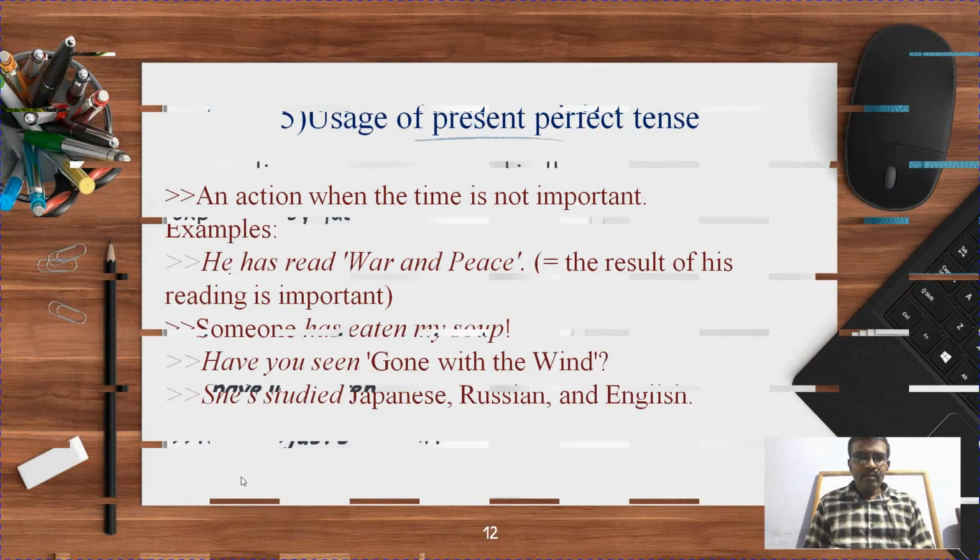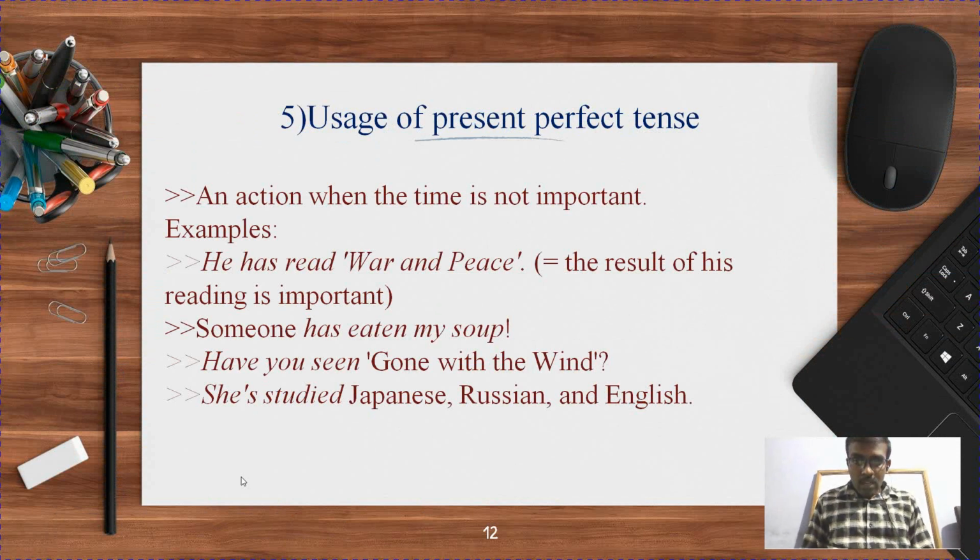And the last one, a new thing: when the time is not important. An action when the time is not important. He has read, the action is important, but the time is not important here. He has read War and Peace. Here the time is not important, but the result of his reading is important. We used to read all the books and watch all the videos, many PDF files, many presentations online, right? But the time is not important here. We are not giving importance to the time, but the reading is important.